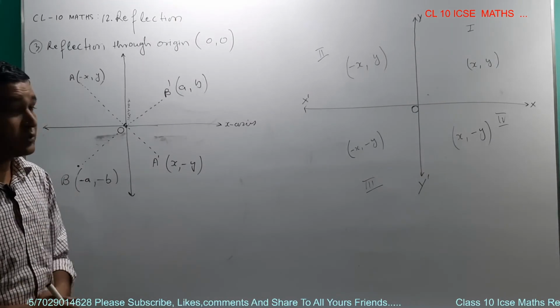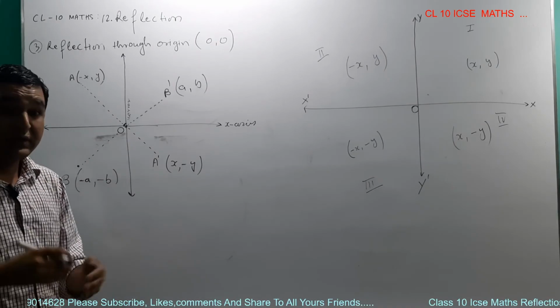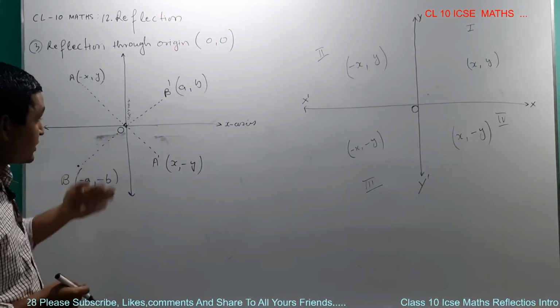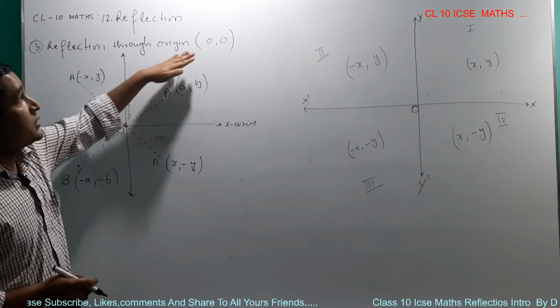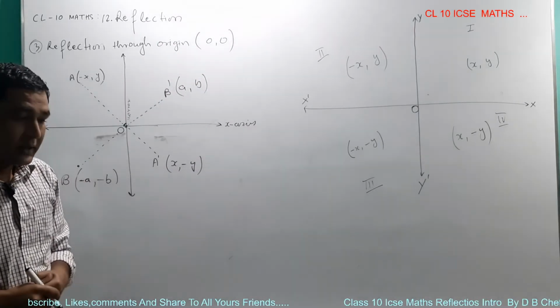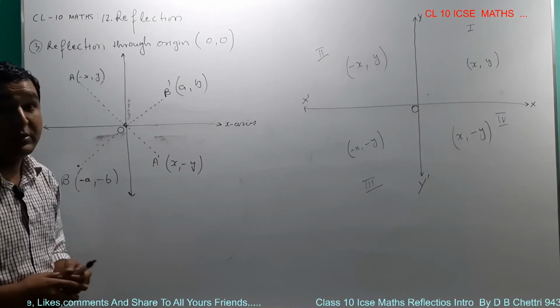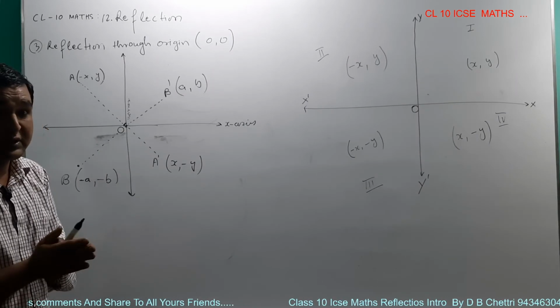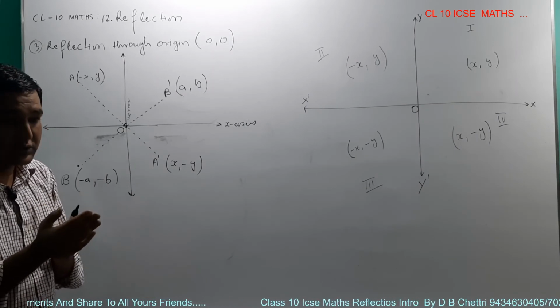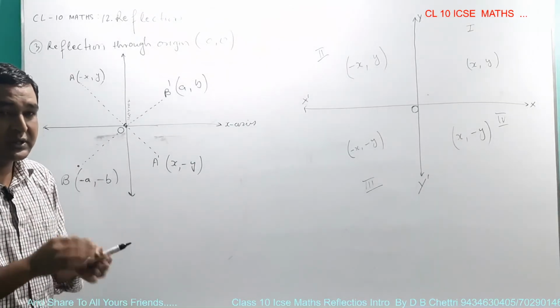This way we have to find the coordinate of the image. When it's reflected through the x-axis, the x-axis means y becomes minus y. When it's reflected through the y-axis, x becomes minus x. And the third one is when it's reflected through the origin, or 0, 0. Then there is one more topic, invariant point. Invariant point means a point that, when reflected through an axis, remains the same.